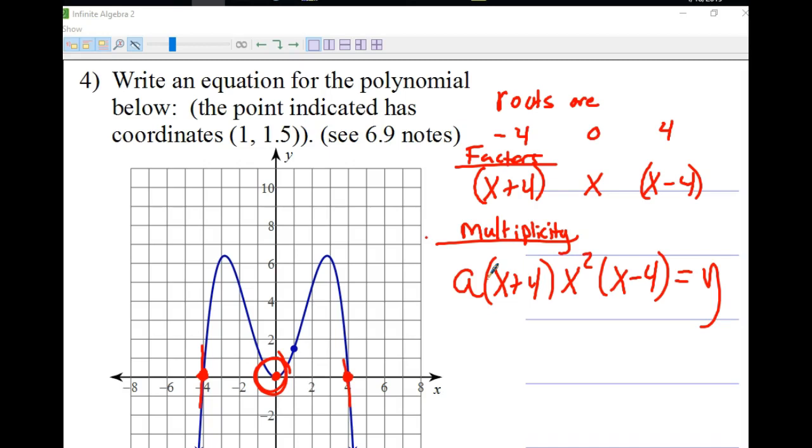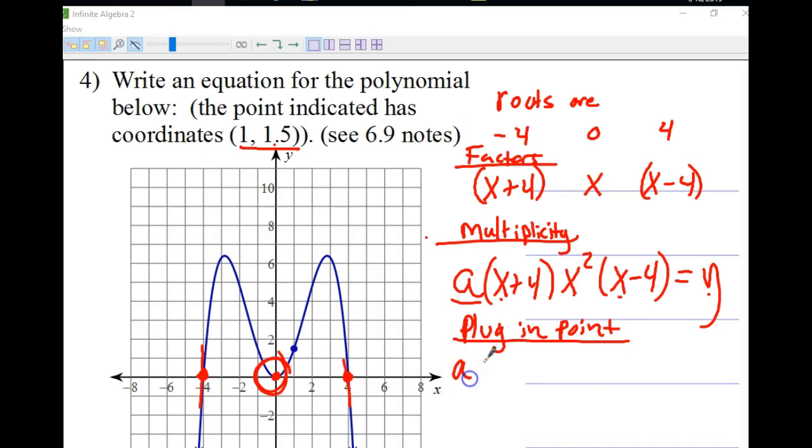Well, what we notice here, they give us the coordinates of a point. What we're going to do is plug in 1 for all the x's, and plug in 1.5 for the y. By doing that, we can solve for a, and we'll have our final answer. So, last thing we need to do is plug in the point.